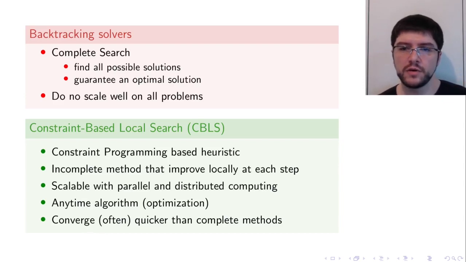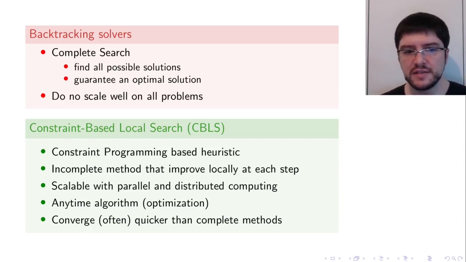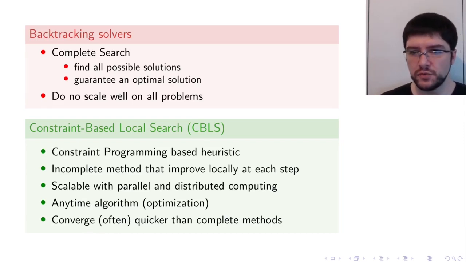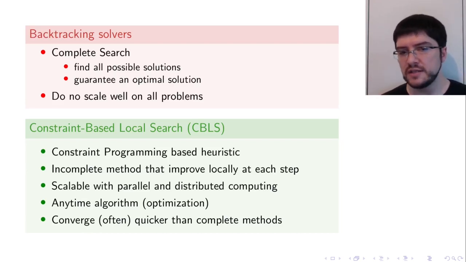On the other hand, for Julia Constraints, the spearhead package is a constraint-based local search package. It's constraint programming-based heuristics. It's an incomplete method that improves locally at each step, so it's why we call it local search. It has the advantage to be scalable with parallel distributed computing, sometimes even superlinear. It's an anytime algorithm. You can retrieve the solution when you need it. And in practice, it often converges quicker than complete methods, but not with all the nice guarantees they have.